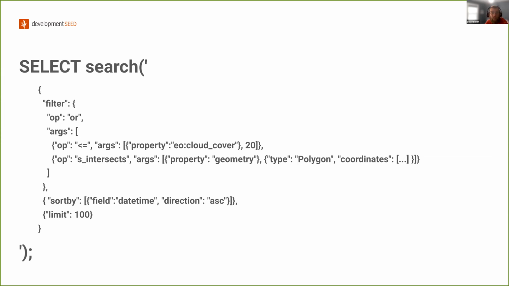The search function also takes a number of other standard arguments. You can provide sorting information for sorting that you want to do, and a limit on how much data to return. There are also some basic things, so you don't have to build the entire CQL filter if you just want to filter by a datetime range or a bounding box or a geometry.